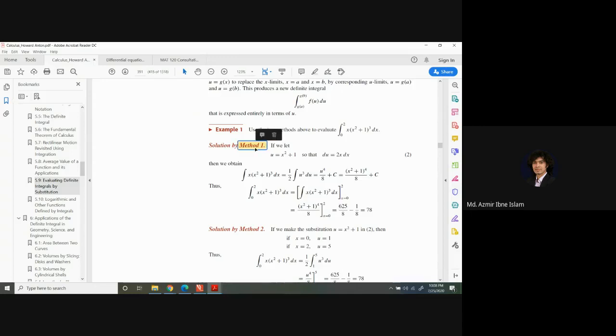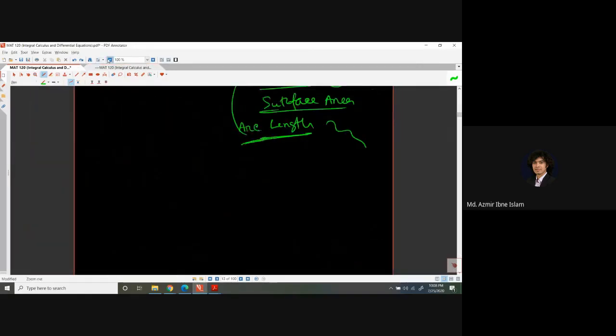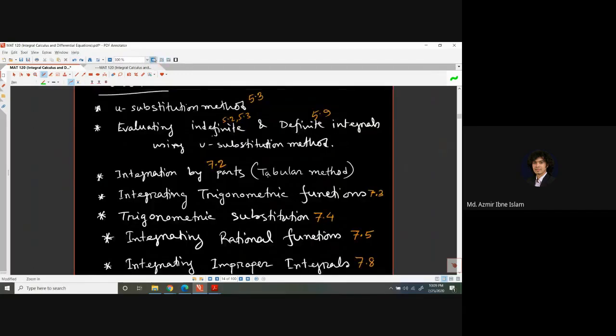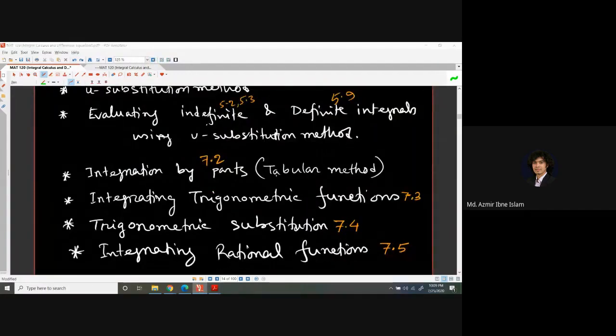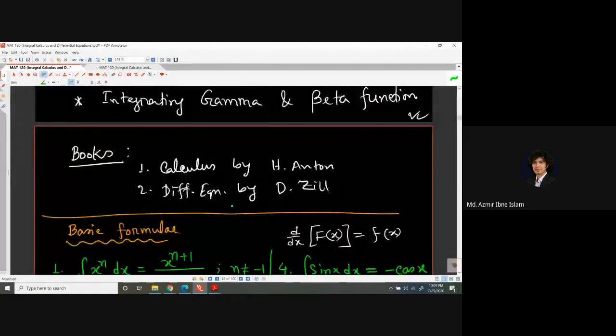This process will be easier for you, because when we start the complicated problems, like integration of trigonometric functions, trigonometric substitution, integrating rational functions, improper integrals, gamma function, beta function, method 1 is helpful. So it should be a practice with method 1. Method 2 is also helpful, but I suggest you follow method 1. That will help you in upcoming contents.